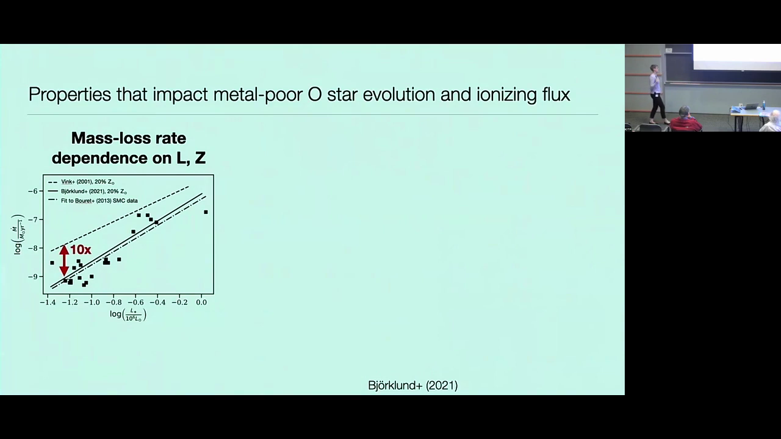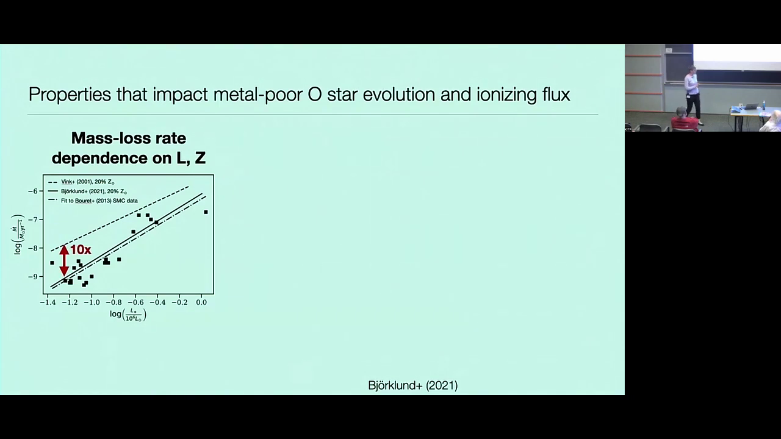And so theoretically, we do not have a great handle on the physics of stellar mass loss at these very low metallicities. And it's important to get the mass loss rates right because mass loss affects stellar evolutionary pathways and end products, and also sets the hardness of stellar ionizing spectra.